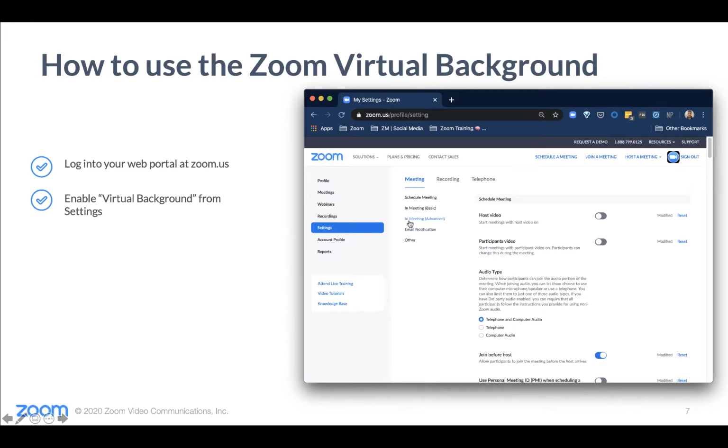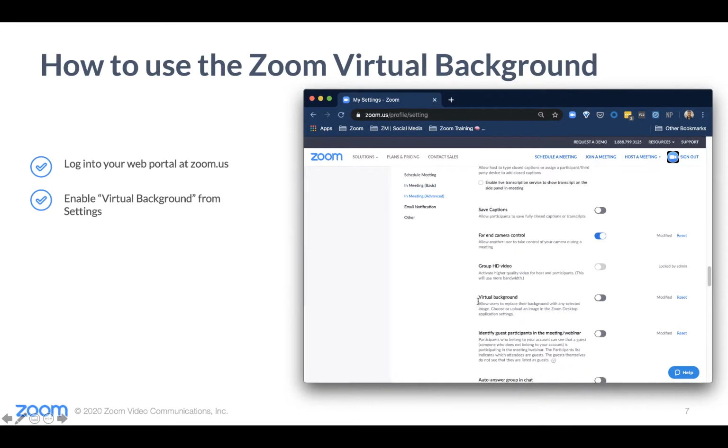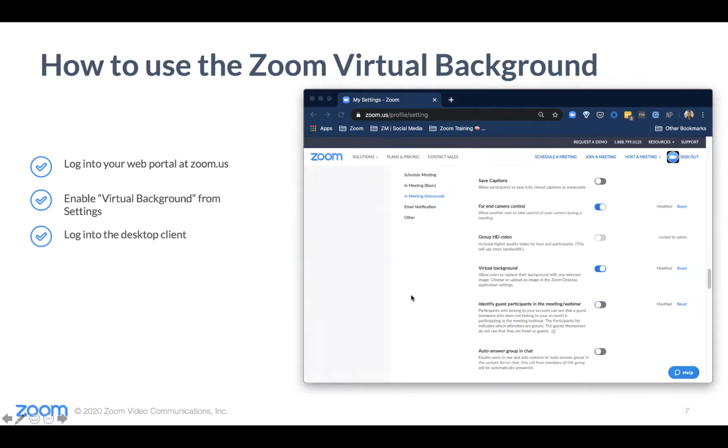and in your settings, click on or scroll down to In Meeting Advanced. Under In Meeting Advanced, you'll find the virtual background feature. You enable it by clicking the slider to the right. And the next step, we'll log into our desktop application and configure our virtual background.